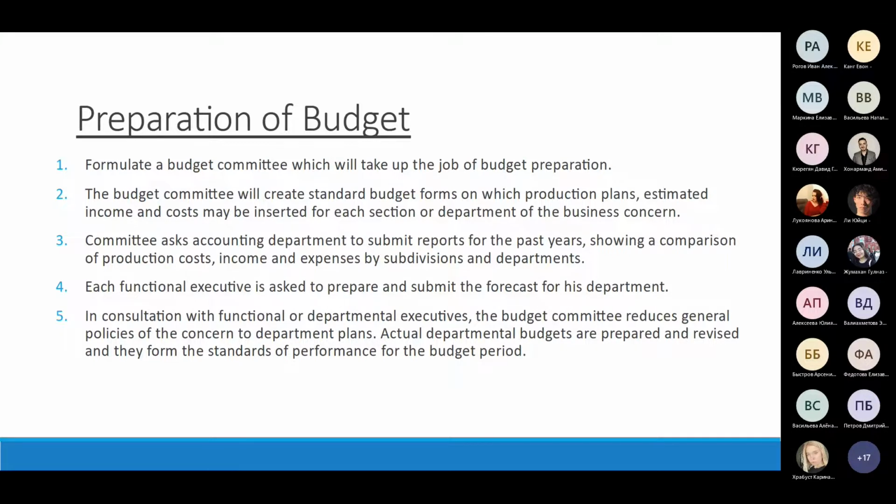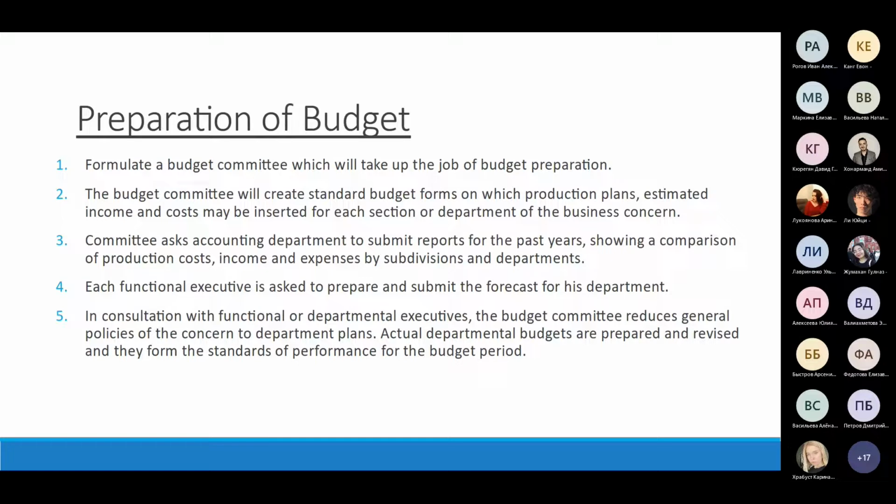The budget committee will create standard budget forms in which production plans, estimated income and cost may be inserted for each section or department of the business concern. So they create special documents, forms, and think about the content of those documents. Then the committee asks the accounting department to submit reports for the past year showing a comparison of production cost, income and expenses by subdivisions and departments.